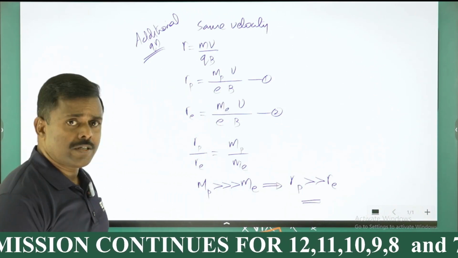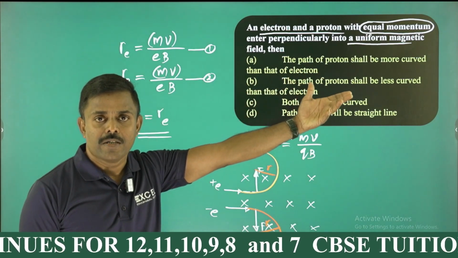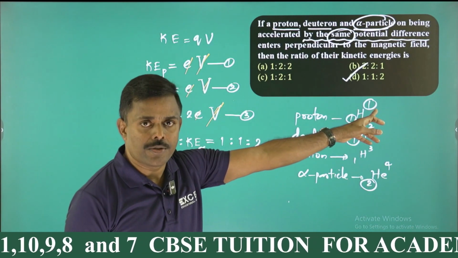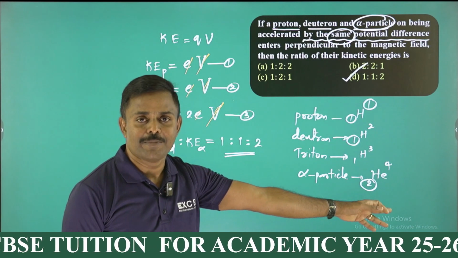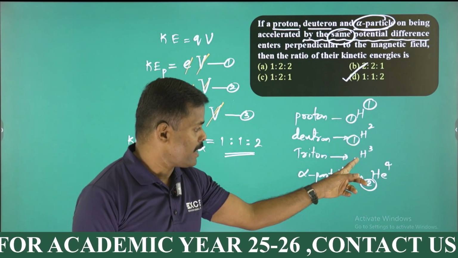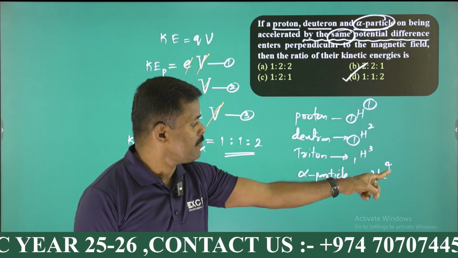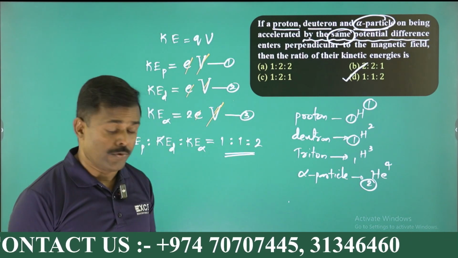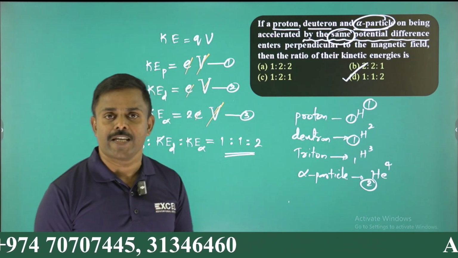Now try the same question. This question was with proton and electron. You can try the same question with deuteron, triton and alpha particle. But remember, charges are to be put as 1e, 1e, 1e, 2e, and masses as 1m, 2m, 3m, 4m. Try them at home, and if you got the solution, leave it in the comment. That's all from me for the time being.